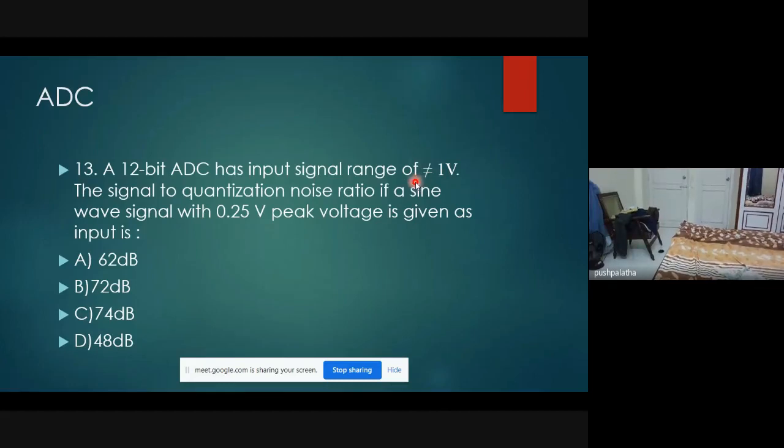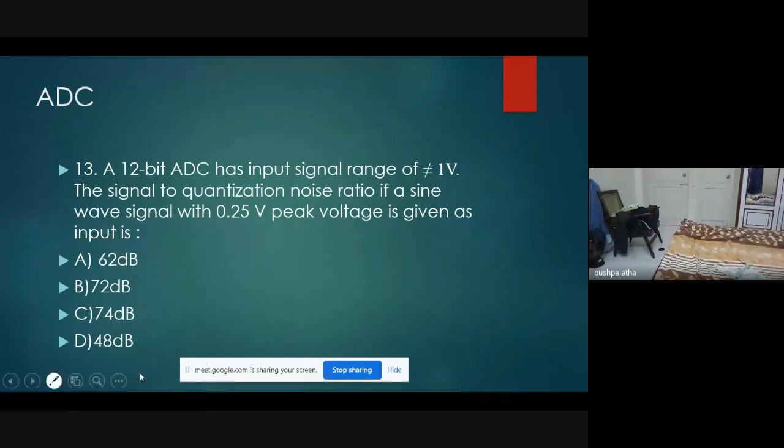The maximum amplitude value is 1 volt and the minimum amplitude value is also 1 volt in magnitude. This is how you need to take it. Next, the signal to quantization noise ratio, if a sine wave signal with a 0.25 volt peak voltage is given as input, is: 62 dB, 72 dB, 74 dB, or 48 dB. These are the options given here.